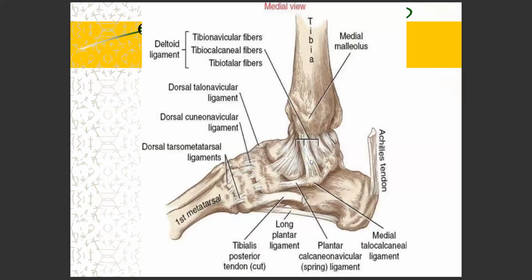This is another diagram showing them as a single ligament, the deltoid ligament, with different fibers or bands: the tibionavicular band, the tibiocalcaneal band, and the tibiotalar band, which has anterior and posterior tibiotalar fibers or bands.